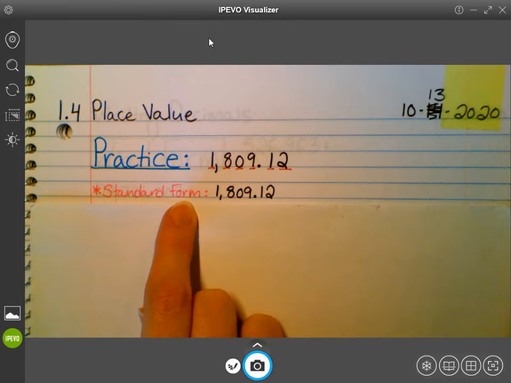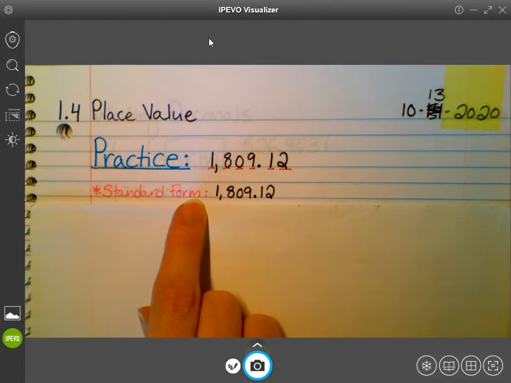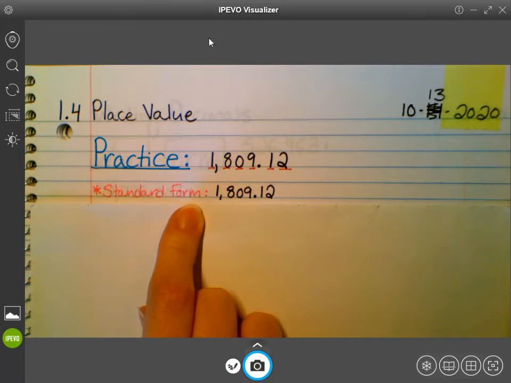I know it's a lighter pink. I'll try to use a darker pink next time. So I know my smartboard, my in-person friends can't see it as well.